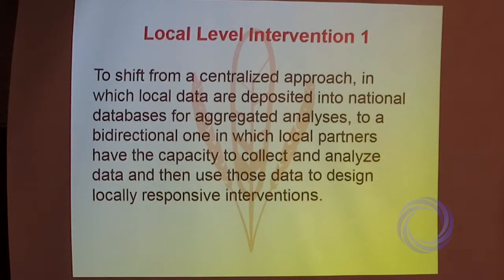Through our working in this coalition, we asked the communities, so each community has a community co-investigator and other representatives, what sort of local level interventions this project could do for them. The first one they chose was to shift from a centralized approach in which local data are deposited into national databases for aggregated analyses to a bidirectional one in which the local partners have the capacity to collect and analyze data and then use the data to design locally responsive interventions. The communities wanted to know what was going on with respect to TB inside their community. They want to be informed, they want to be educated about what the data means, and they want to be able to participate in any decision that is made in their communities with respect to this disease.